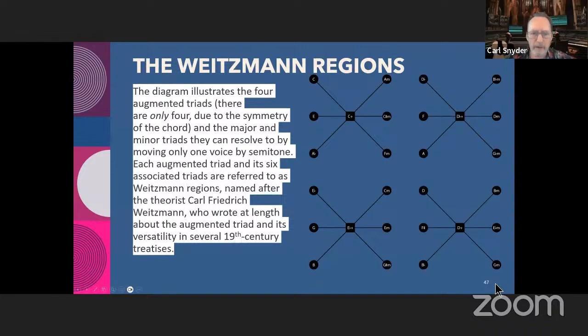All right, now here's some new stuff. Weitzmann. The diagram illustrates the 4 augmented triads. There are only 4 because the chord is symmetrical. And the major and minor triads they can resolve to by moving only 1 voice by semitone. So each one has its own little set of places it can go by moving only 1 voice by semitone. Each augmented triad and its 6 associated triads are referred to as the Weitzmann regions, named after Carl Friedrich Weitzmann, who wrote at length about the augmented triad and its versatility in several of his treatises back in the 19th century.